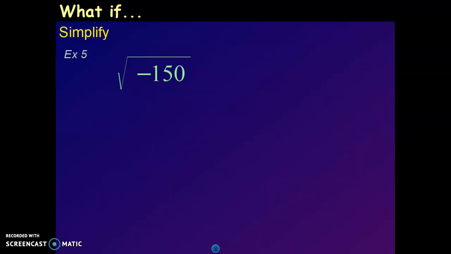Okay, so hopefully you get the idea. You see that it's very similar to yesterday. So again, take a second to pause and try the square root of negative 150.